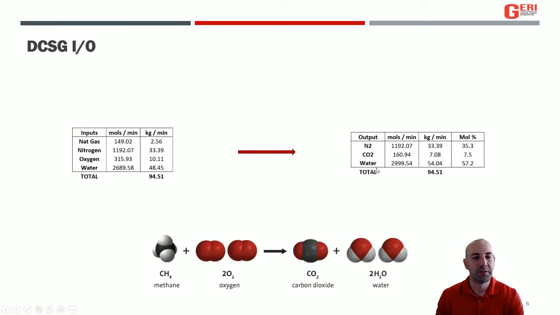Here's kind of the inputs and outputs on the direct contact steam generator. This is operating at 8 gigajoules per hour, very close to it. So natural gas, 2.5 kilograms a minute you're going to need. On the air side, you're going to be pumping in nitrogen, you're going to be pumping in oxygen into this tool. These are the rates: 33 kilograms a minute of nitrogen, 10 kilograms a minute of oxygen, and you're going to need 48 kilograms a minute or liters a minute of water to transfer this energy to steam.